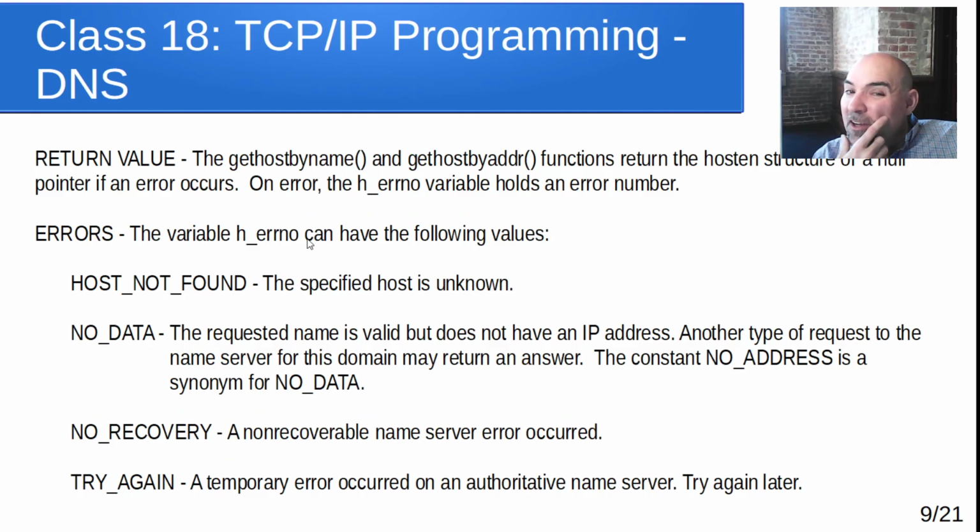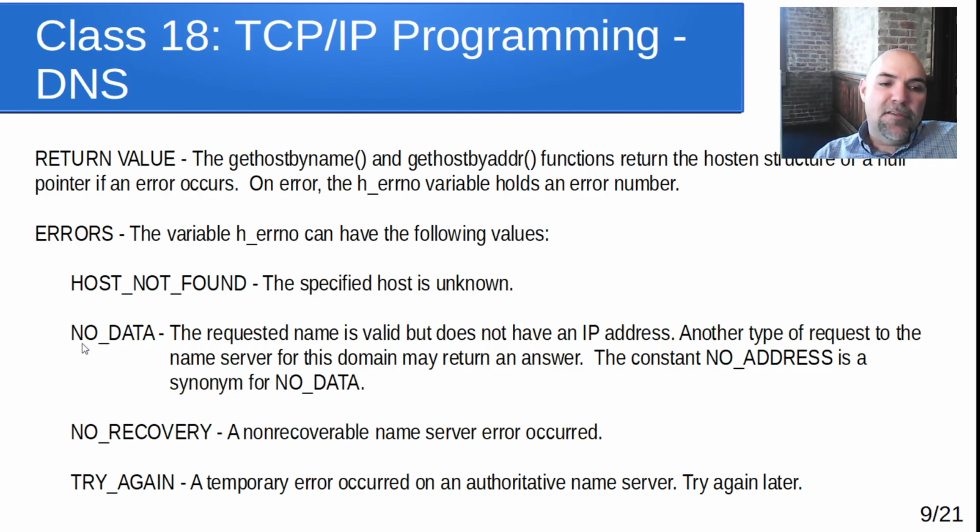Okay, the return value of get host by name. Notice that it works a lot like the other things: the function returns that hostent structure, or a null pointer if an error occurs. On error, the error variable holds the value. So again, it'll return a null pointer if there's an error, and a pointer to a hostent structure that looks like this if it succeeds. And notice that if there is an error, it gives us that error in the h_errno variable. That is a global variable for host error number. And the one that is most likely is host not found.